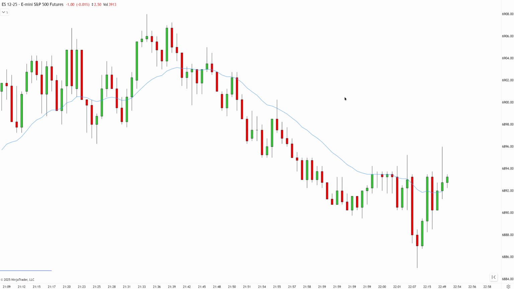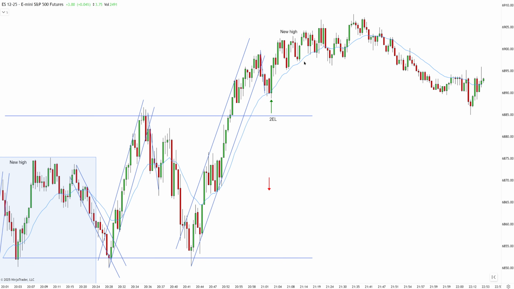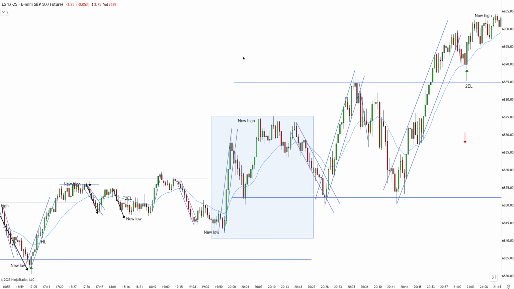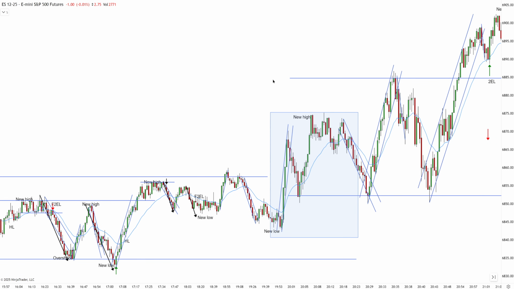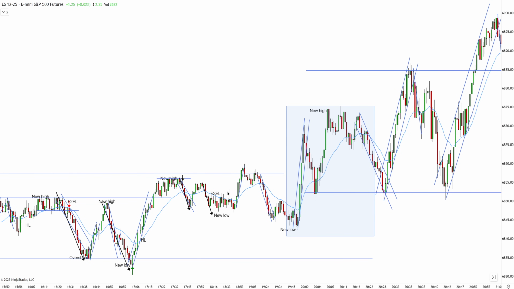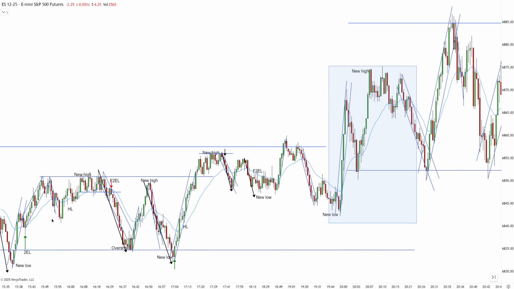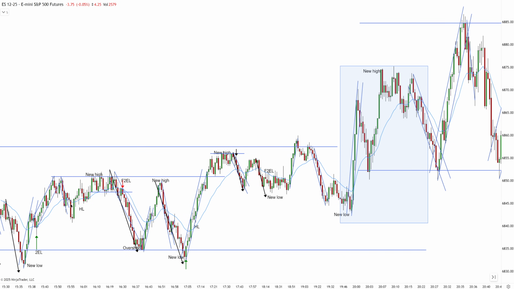So this is the overall structure for today. You can see nothing pretty much happened after we had a break, push to a new high. Quite typical FOMC announcement day. You get a slow consolidation prior to FOMC, but today we actually had a lot of decent opportunities, so it wasn't such a bad trading day prior to FOMC.